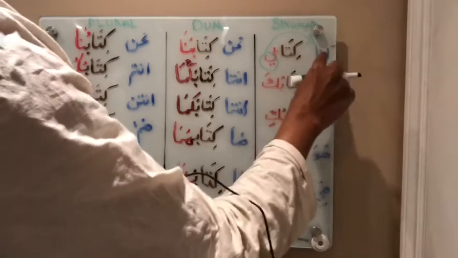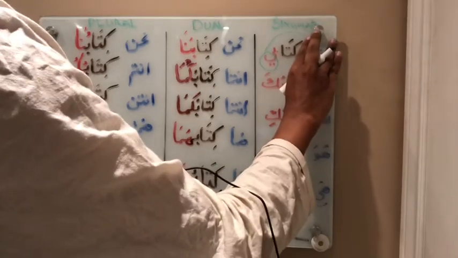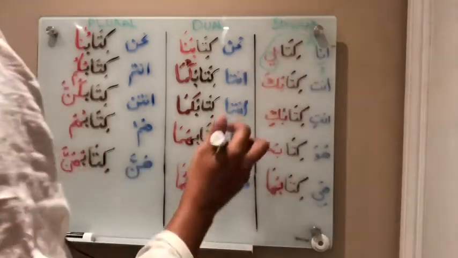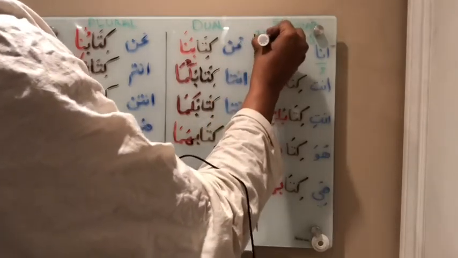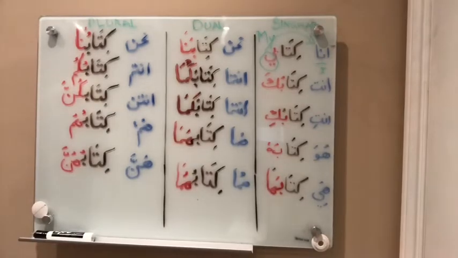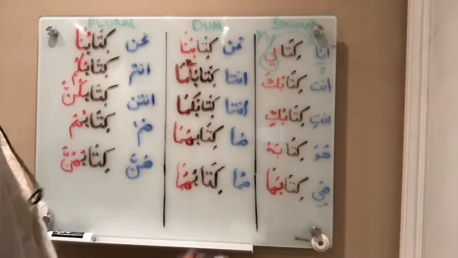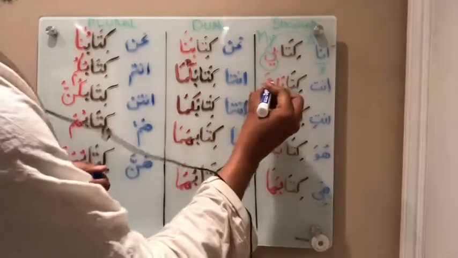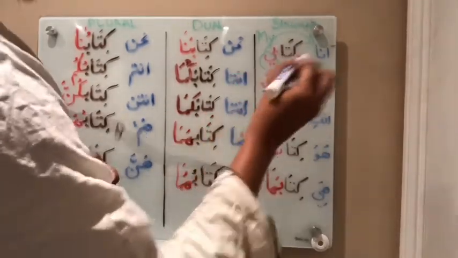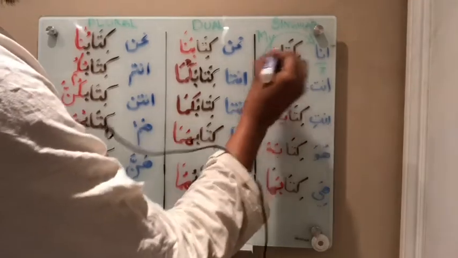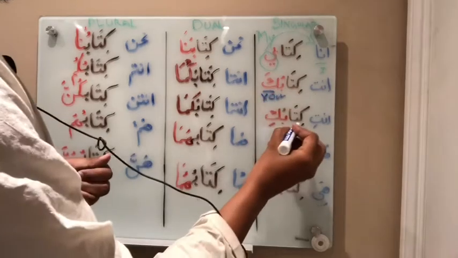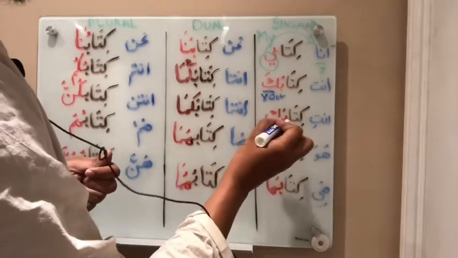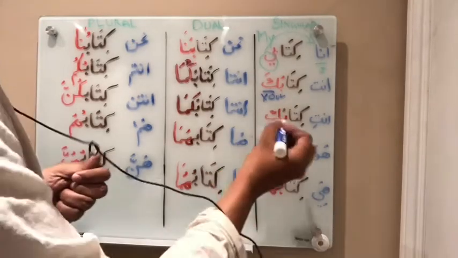So ana is not part of the sentence. When we say kitabi, this means my book. So this ee here is basically representing my book, right? So kitabi is my book. Kitabuka, this ka here is your, right? Kitabi is my, kitabuka is your, kitabuki is your, but is referring to female.